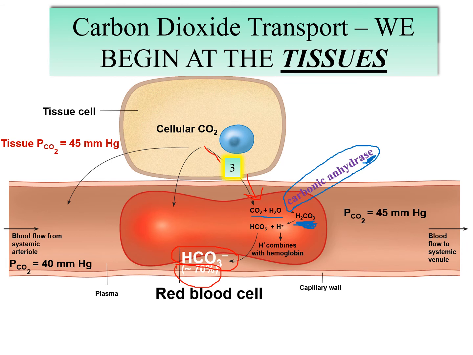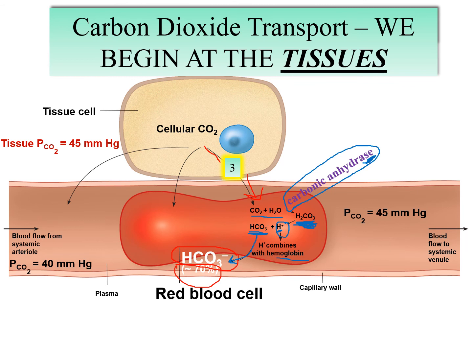H2CO3, carbonic acid. That carbonic acid, in turn, dissociates into hydrogen ions and bicarbonate ions. The hydrogen ions formed will combine with hemoglobin, and the bicarbonate ion that's forming here is going to leave the red blood cell and go out into the plasma. That's what this arrow is indicating. The bicarbonate leaves the red blood cell, travels into the plasma.